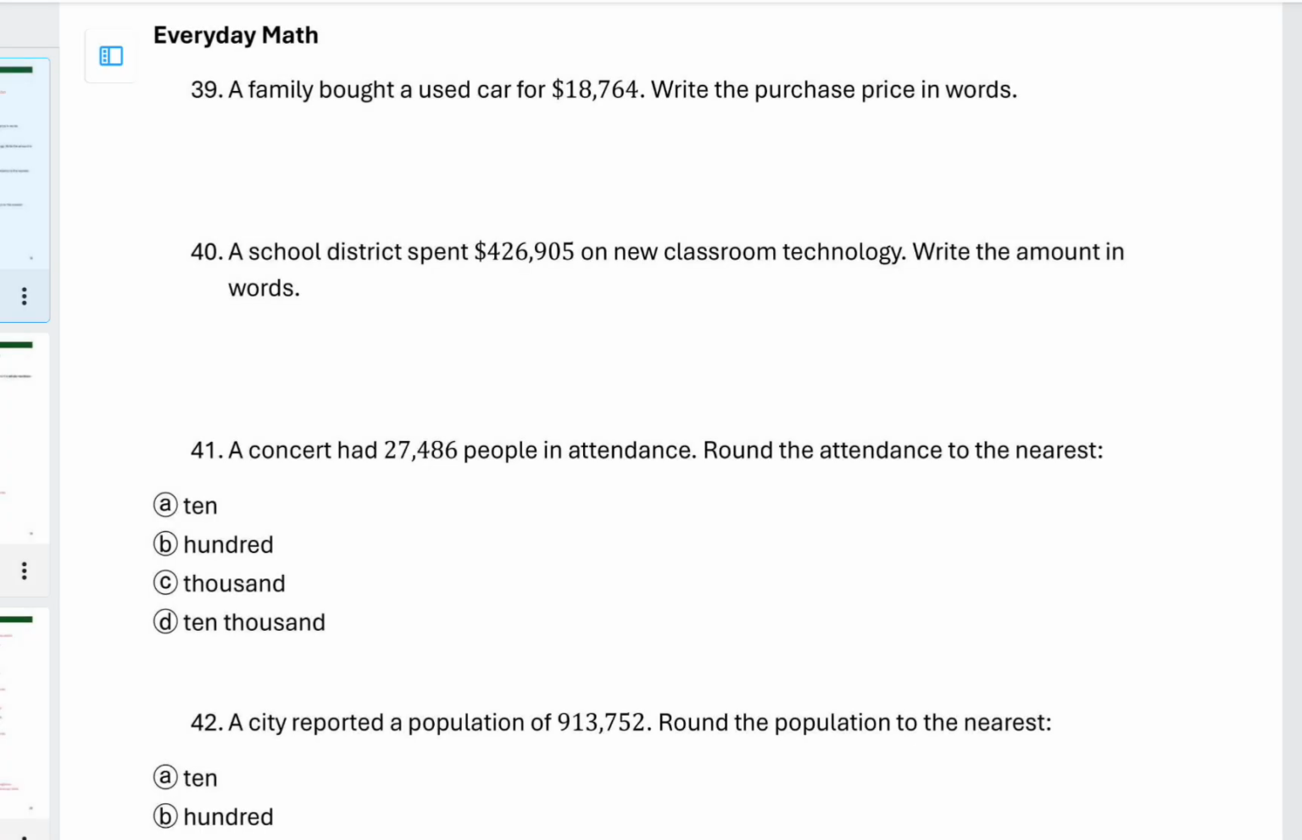A family bought a used car for $18,764. Write the purchase price in words. So that would be written as 18,000, comma, 764.